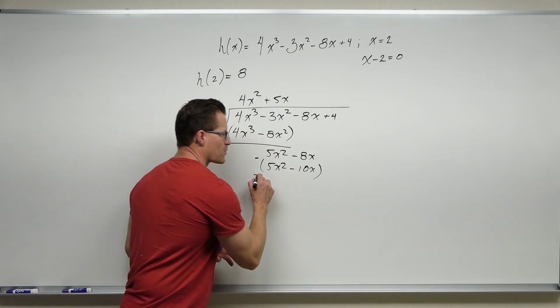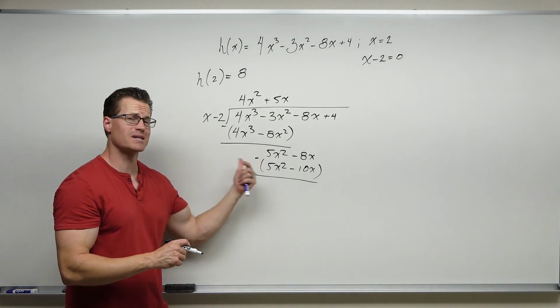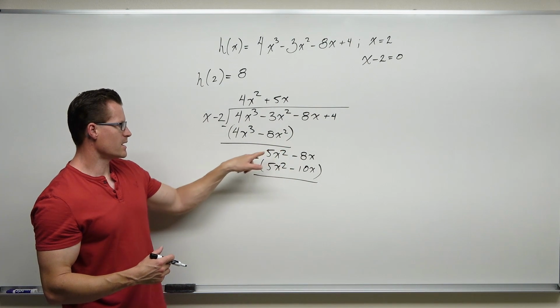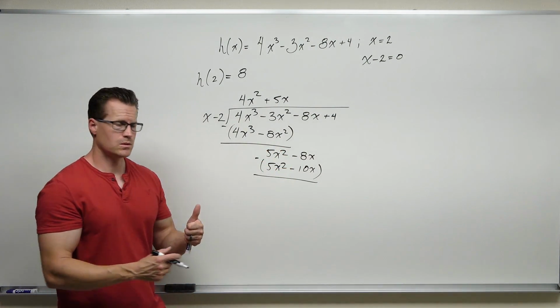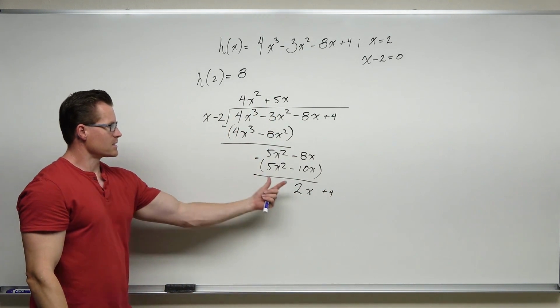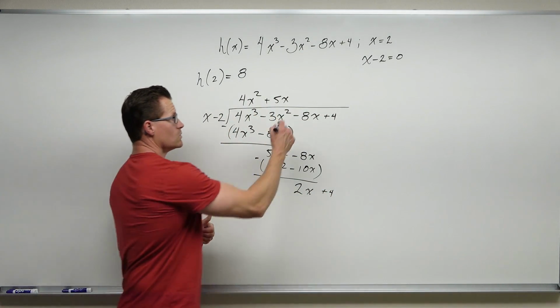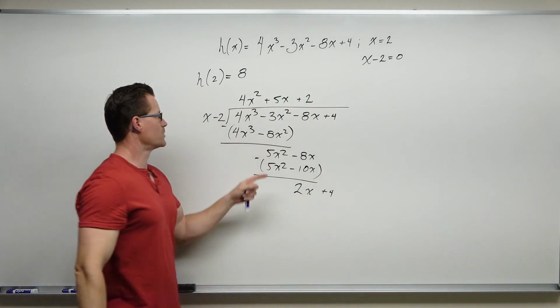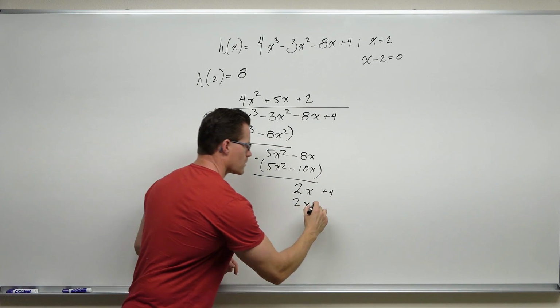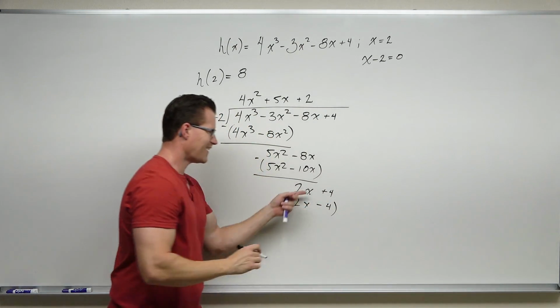I'm going to make sure that I have my parentheses, because when I subtract over parentheses, my signs change. 5x squared minus 5x squared, 0. Cool. Negative 8 minus negative 10, that's 2. And lastly, 2x divided by x is 2. I'm going to put 2x minus 4. And you go, oh, that's 0.